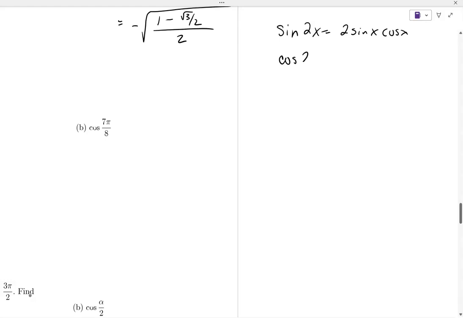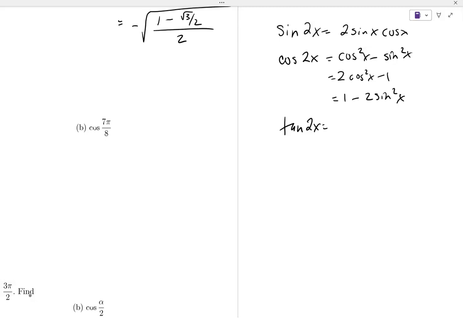We have cosine of 2x, which has 3 different forms. So you've got cosine squared x minus sine squared x, 2 cosine squared x minus 1, and 1 minus 2 sine squared x. And then finally, we also had tangent of 2x, and that was 2 tangent x over 1 minus tangent squared x. Pardon me. And we did some examples with those last time.